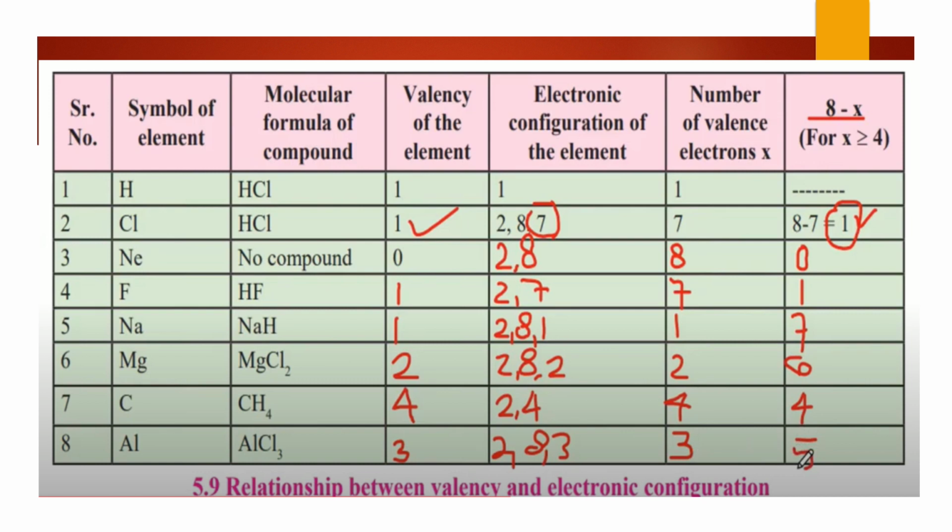So in this way, suppose we take the example of magnesium, the molecular formula is MgCl2. So this magnesium is combined with 2 chlorine atoms. 2 bonds are formed with the chlorine atoms. Hence the valency will be 2. The electronic configuration of magnesium is 2, 8, 2. The outermost electrons are 2. So the valence electrons are 2. And 8 minus 2 is 6. So that is the valency of an atom. So this is the relationship between valency and electronic configuration.